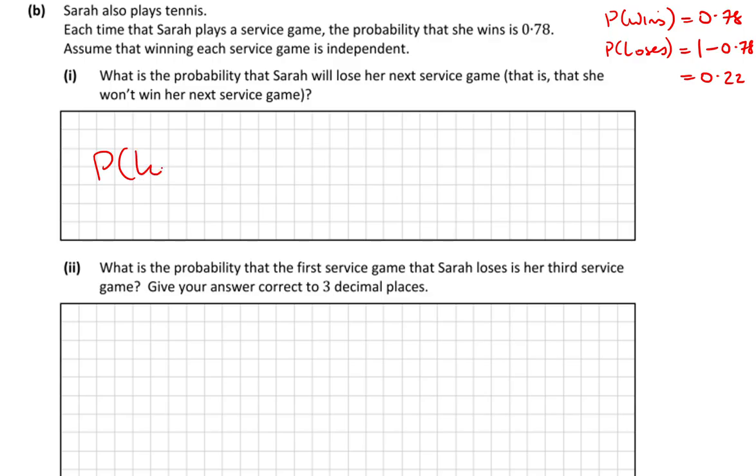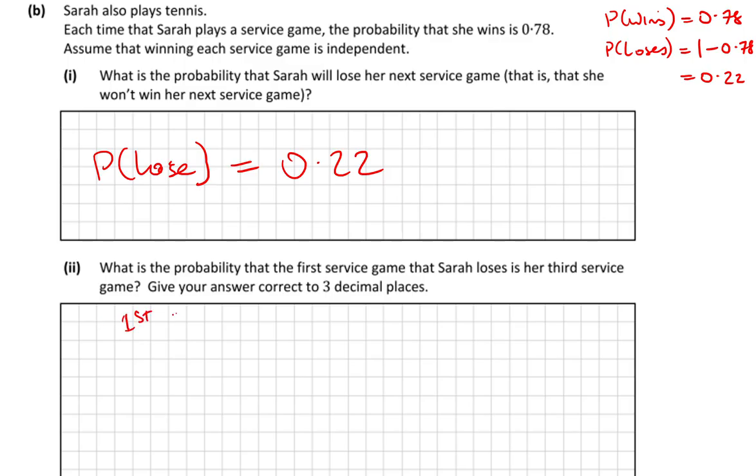So, probability to lose, well, it's already, this is like relative frequency based on the data that we're just given. 0.22. The probability that she wins the service game is 0.78, and the probability that she loses the service game is 0.22, because 1 minus 0.78. Now, these are the beauty questions. I love these ones. What is the probability that the first service game that Sarah loses is her third service game? Always put this in English.